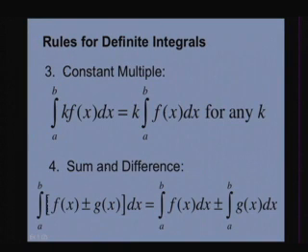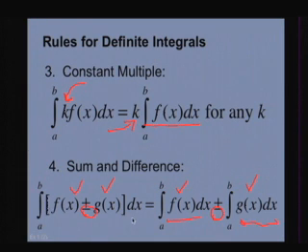The constant multiple rule tells us if you're multiplying the function by a constant, then all you need to do is multiply the integral by that same constant for any constant value. The sum and difference tells us that the integral of the sum of two individual functions is equal to the sum of the individual integrals. And the same thing with the difference. The integral of the difference of two functions is simply the individual integrals being subtracted.